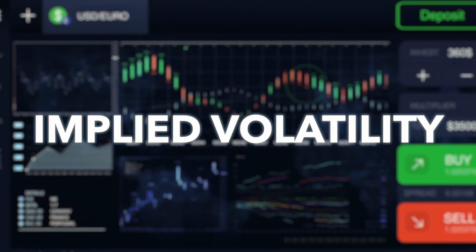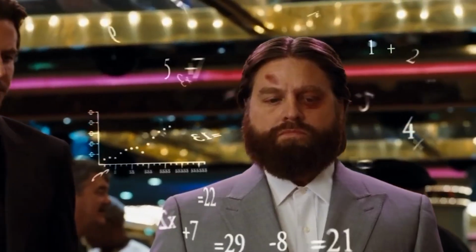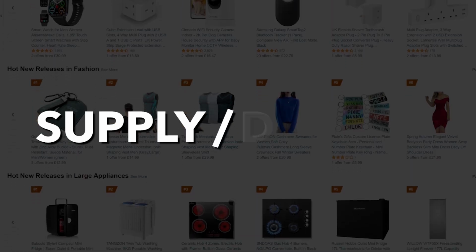Let's talk about implied volatility. It sounds pretty complicated, but think of this. Just like with any commodity out there in the world, regardless of what it is, prices are based on supply and demand. The more supply there is of something, the lower the price. The more demand there is of something, the higher the price. That's what implied volatility is.